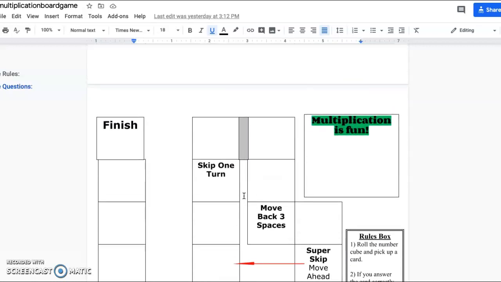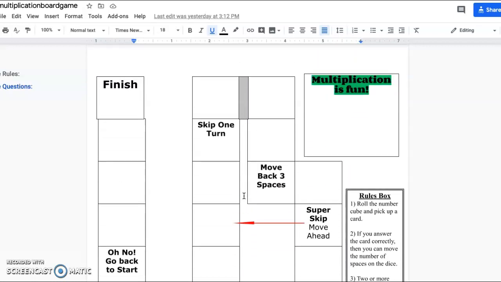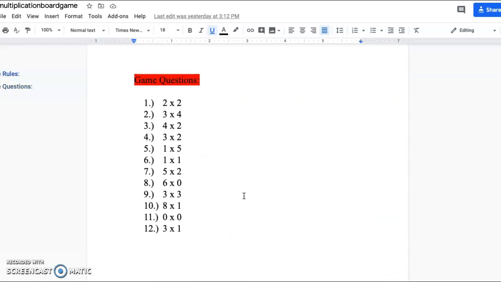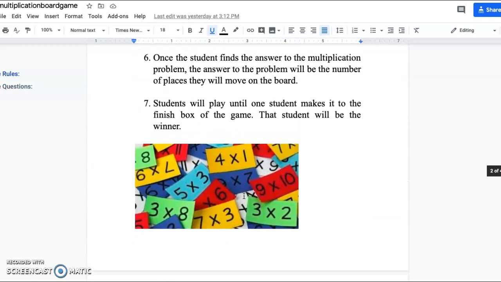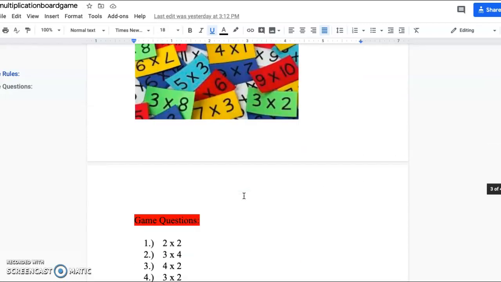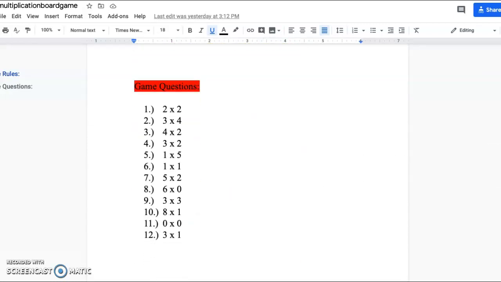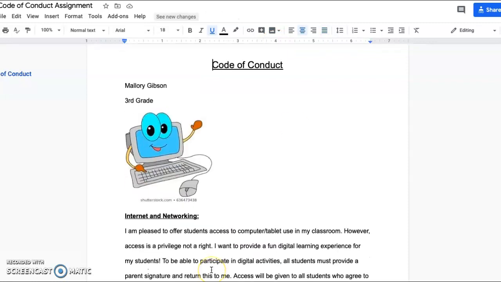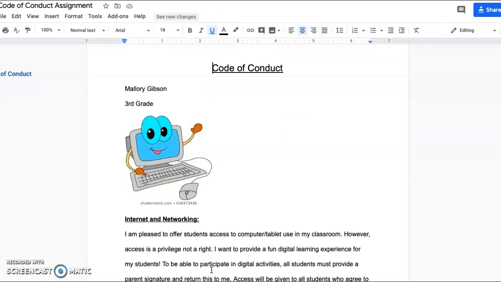and all students would get one of these. I would probably laminate them just so it's easier to play on, and I think this is a great way to practice multiplication and also have fun with it. And then here's a text that my students need to understand.